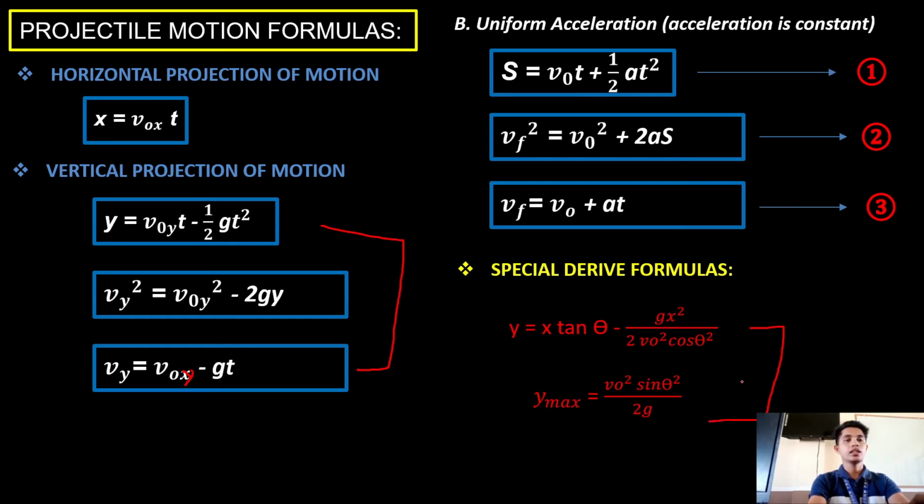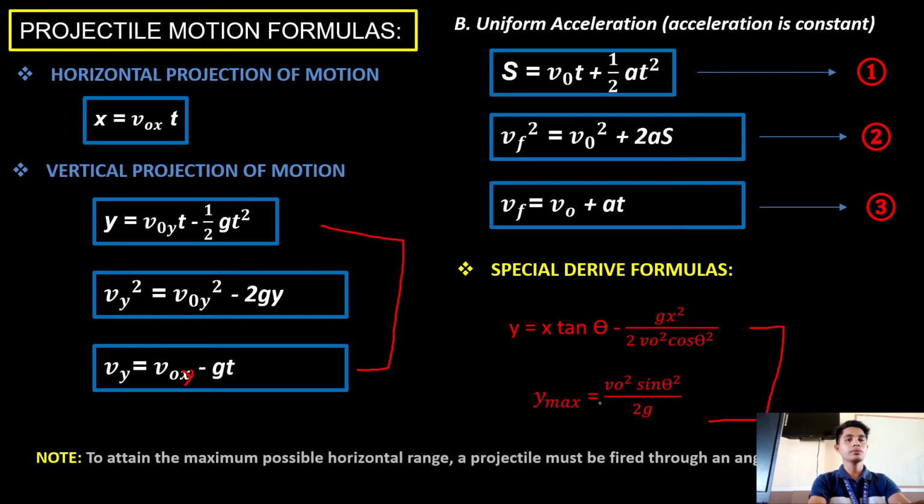Shortcut. So note, to attain the maximum range: to attain the maximum possible range, a projectile must be fired through an angle of 45 degrees. So tandaan po natin yun. Kapag hinihingi yung maximum range, o kahit may given na angle pero hinihingi yung possible maximum range ng ating projectile, dapat yung angle natin ay 45 degrees. Okay, yun lang yung formula diyan sa ating projectile.